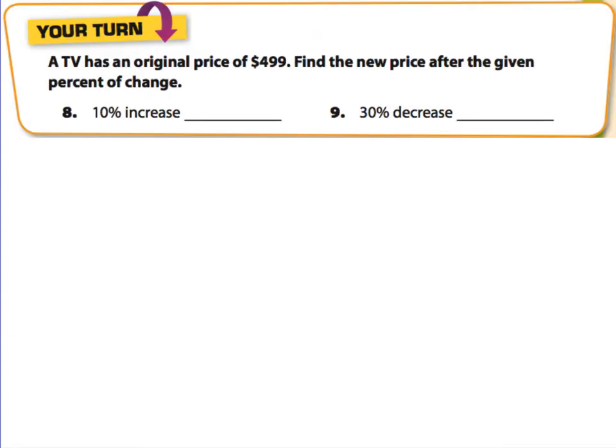All right, so you have two opportunities here. You're going to find the 10% increase of a $499 TV and a 30% decrease of a $499 TV. And you're not going to have to do any rounding. You're going to go ahead and keep your change. Just go ahead and do your work and then come back and check your answers.